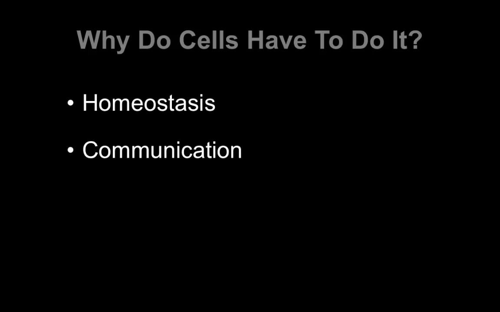So why do cells have to move stuff? Well, homeostasis. That requires materials to be either moved in or out. Communication is the same way. Cells use materials and chemicals to communicate. Reactions. You need to get the reactants to the reaction and the products away.